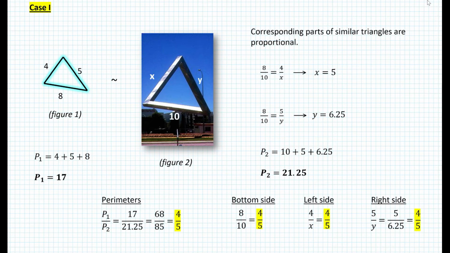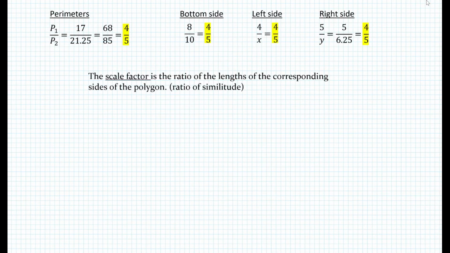Now notice that the ratio of the perimeters of both triangles is 4 over 5, and the ratio of the corresponding sides of these two similar triangles is also 4 over 5. So what do we learn from this? Well, we learn that the ratio of the perimeters of any two similar triangles is equal to the ratio of the sides. But we know what the ratio of the sides is called, right? That is called the scale factor. So again, the scale factor is the ratio of the lengths of the corresponding sides of the polygons. That is also called the ratio of similitude.